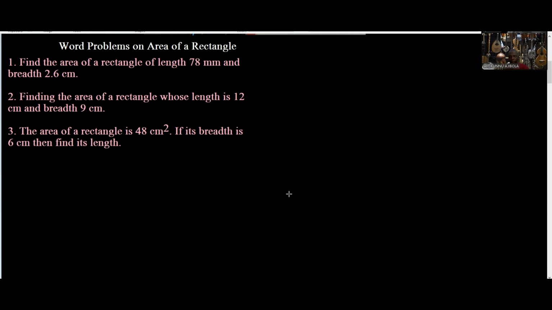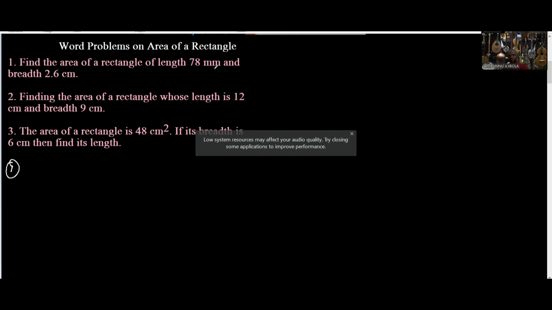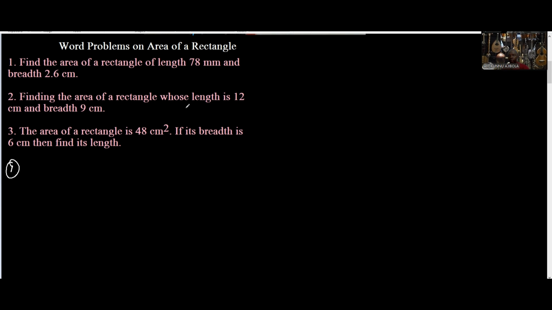Problems on area of a rectangle. The first one says the area of a rectangle of length 78 millimeters and breadth 2.6. So here length is 78 mm, but breadth is 2.6 cm. So you can decide to leave your answer in mm squared or cm squared. But whichever you use, the two units must be the same.